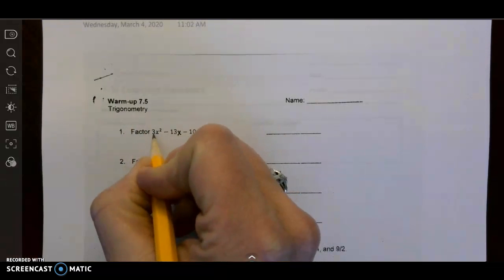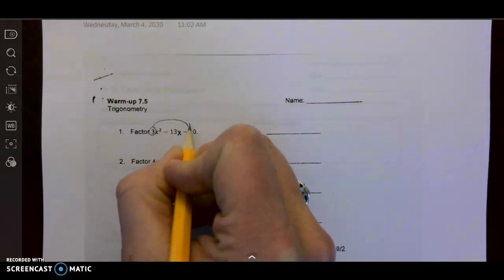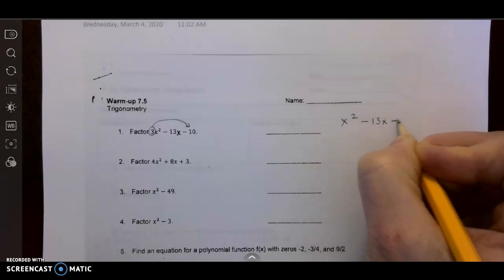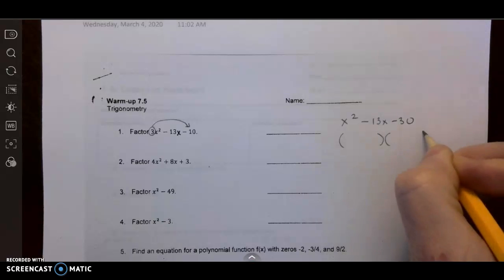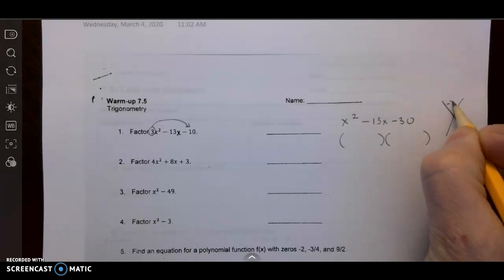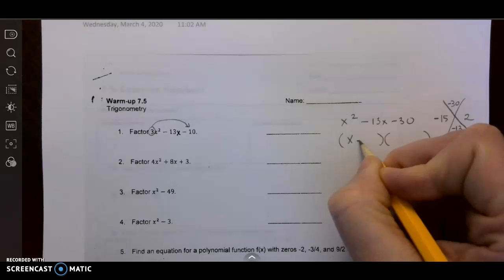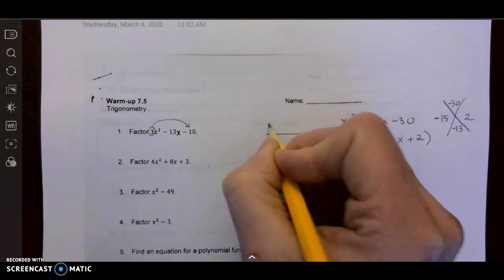Since the leading coefficient is greater than 1, I can use slide and divide. And I get x squared minus 13x minus 30. When I go to factor this, I'm going to use the diamond method, and I need to think of my factors of 30 that add up to negative 13. I know that would be negative 15 and 2. So I get x minus 15 and x plus 2.